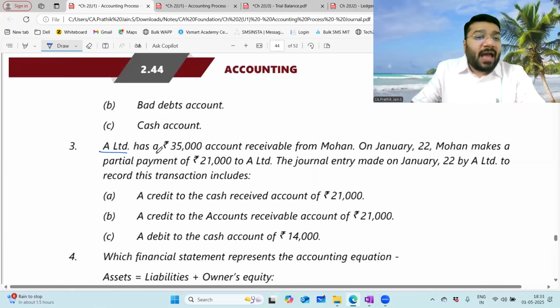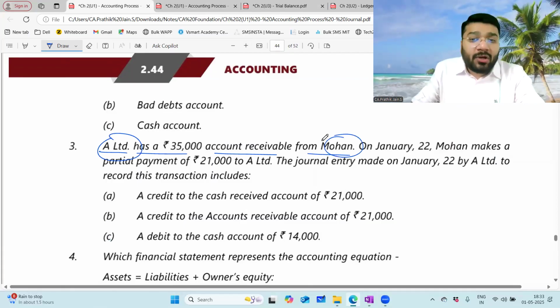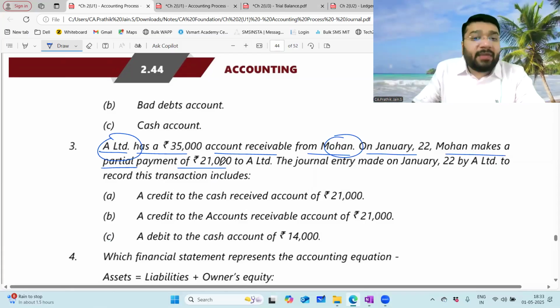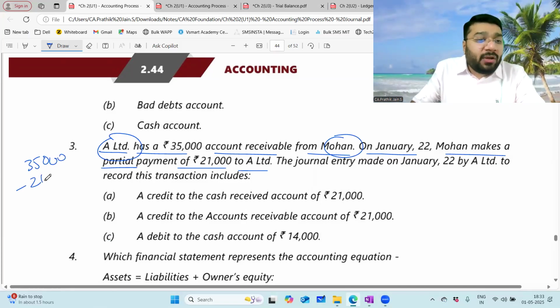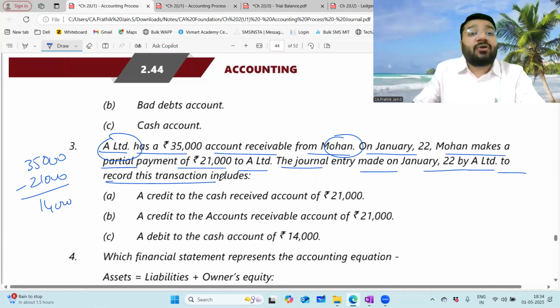Now, A Limited has a 35,000 rupees account receivable from Mohan, which means A has to receive from Mohan. On January 22, Mohan makes a partial payment of 21,000 to A Limited. So out of 35,000, if I receive 21,000 payment, what is the balance? 14,000. The journal entry made on 22 January by A Limited, so we are now in the books of A Limited, to record this transaction includes what? What is the entry for this?